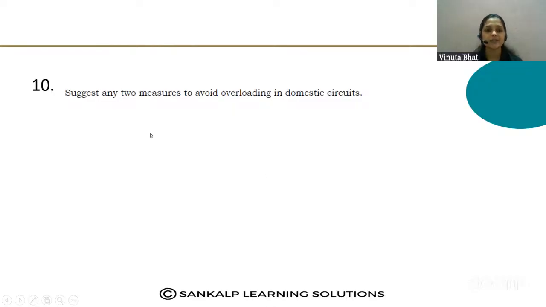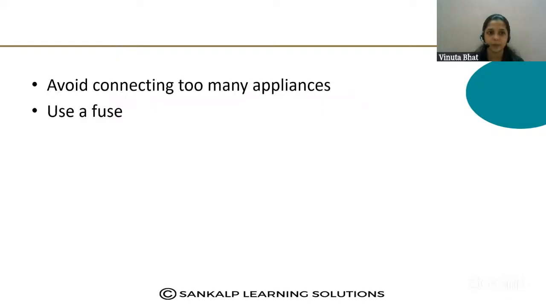Suggest any two measures to avoid overloading in a domestic circuit. How can we avoid overloading in domestic circuits? Avoid connecting too many appliances to a single socket, as that can cause overloading. And by connecting a fuse, we can prevent damage to the circuit as well as damage to the electrical appliances.